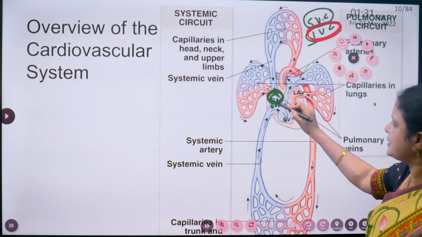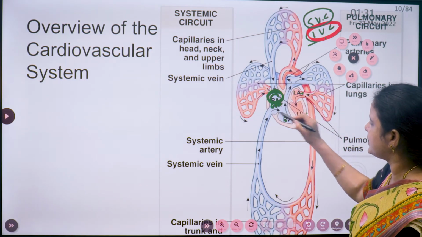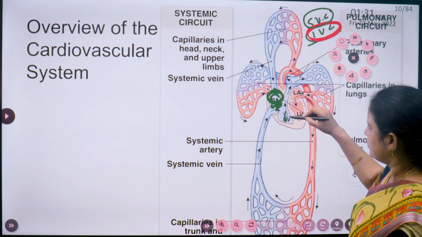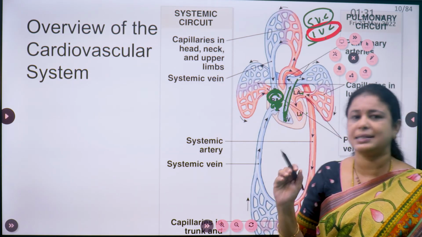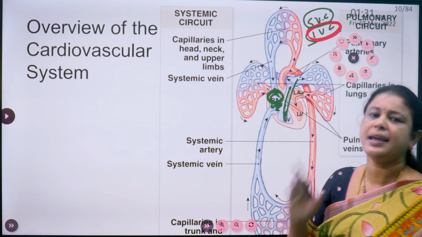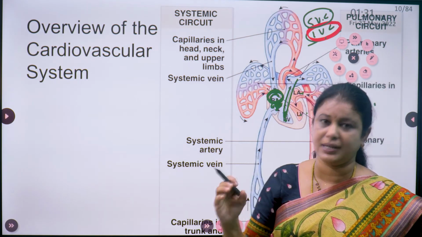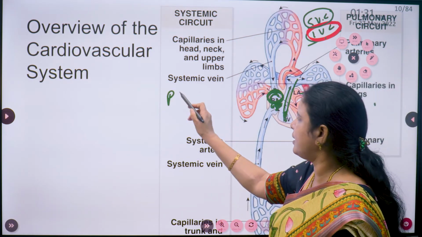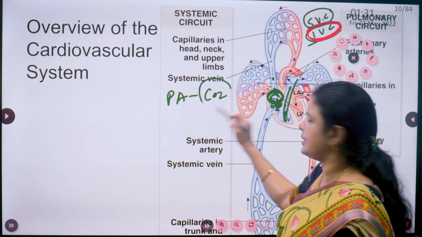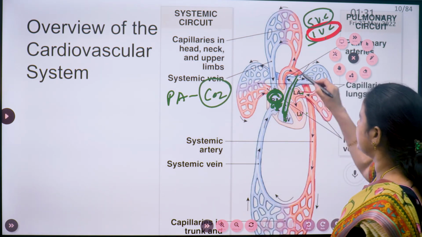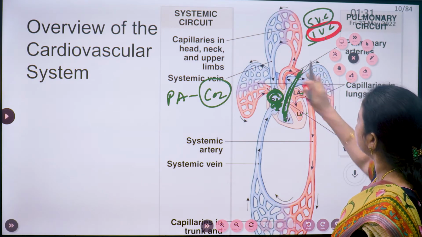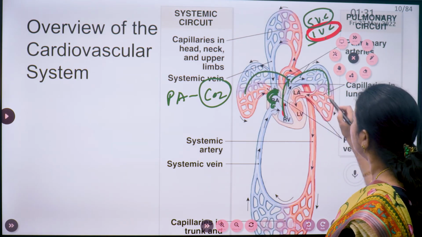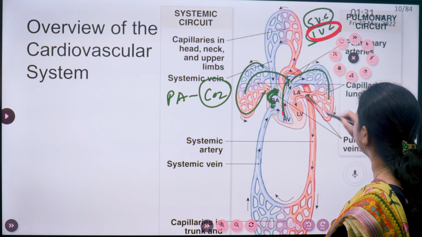From the right atrium, this deoxygenated blood enters the right ventricle through the atrioventricular valve. From here, through the pulmonary artery... usually all arteries carry oxygenated blood, but here the pulmonary artery carries deoxygenated blood. It will bifurcate and take the blood into the lungs.